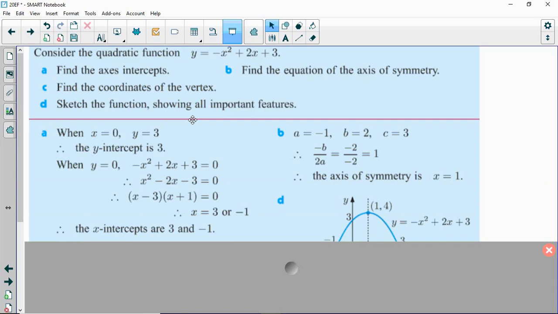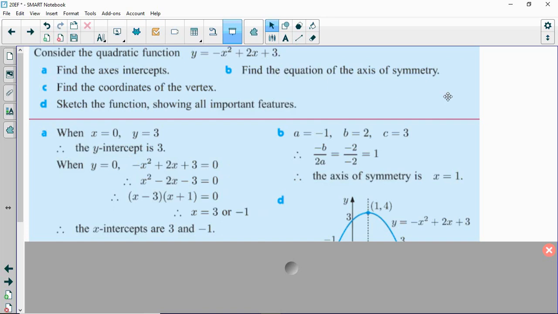For the axes-intercepts, we know that to find the y-intercept, we're going to set x equal to 0. That's easy to do. I put it in here, and I get 3. Like we said in the previous video, since I have this in standard form, the y-intercept is always going to be the c value. So it's right there to begin with. And then to find the x-intercepts, we're going to set y equal to 0, giving us this quadratic equation to solve. In this case, it factors very nicely, so we get x equals 3 and negative 1.